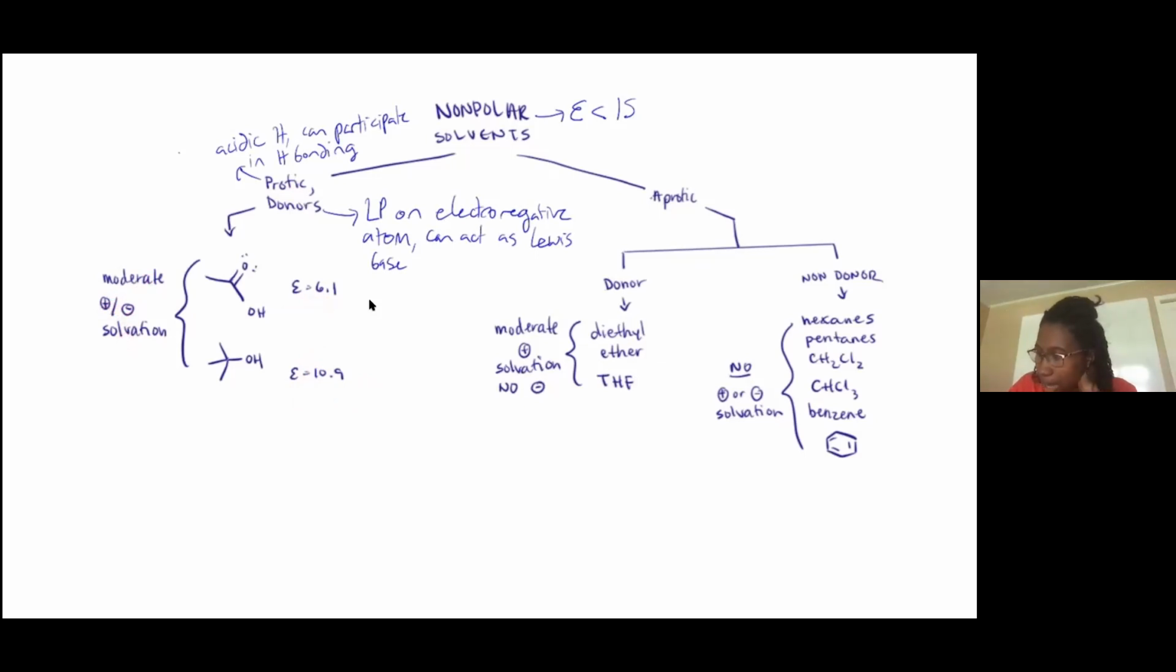Lastly, over here, we have the nonpolar aprotic solvents, which can be either donors or non-donors. And we have examples here. Basically, the non-donors don't do any solvation at all, while the donors, which have that lone pair that can act as a Lewis base, have moderate cation solvation, but no anion solvation.